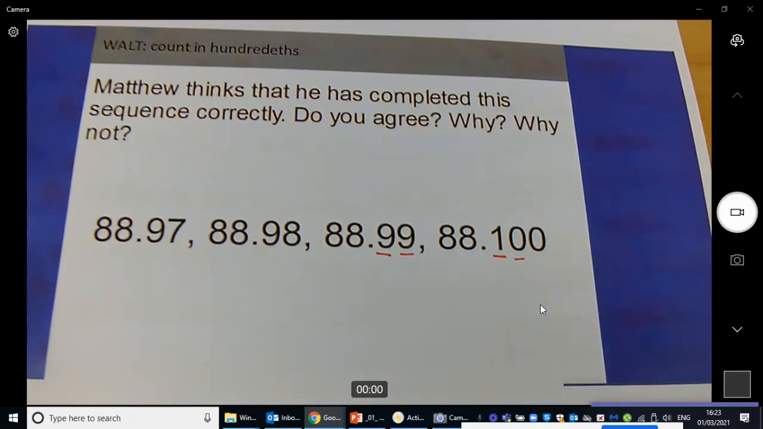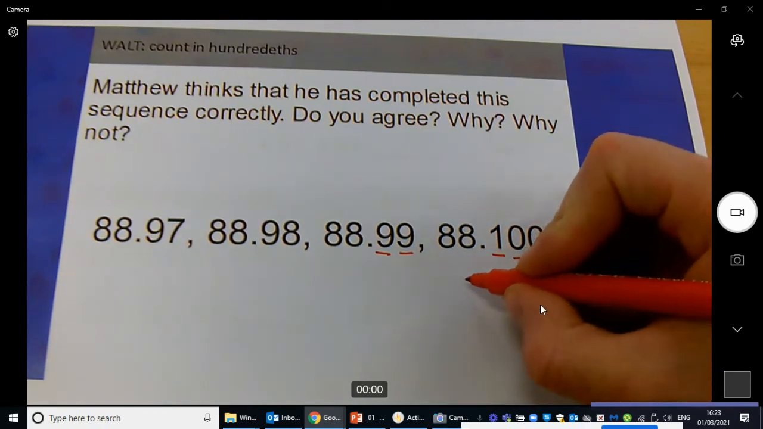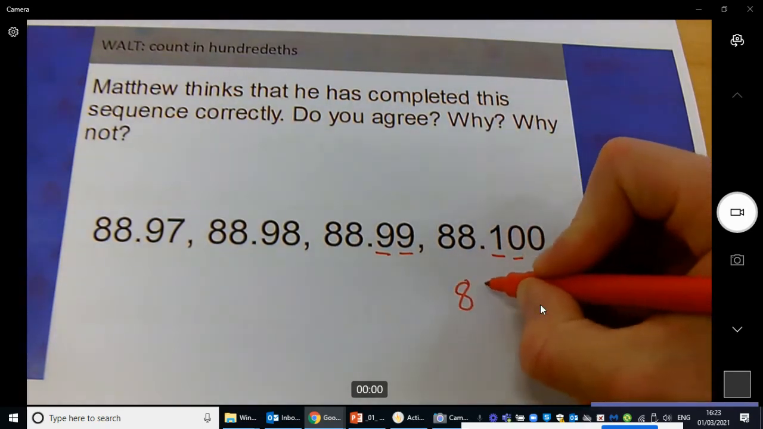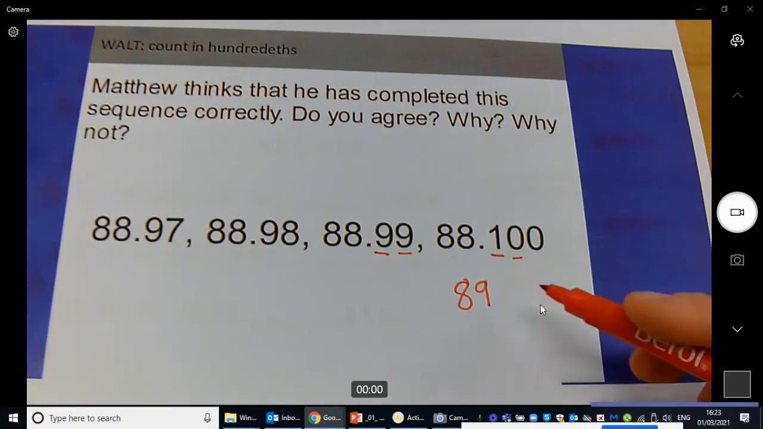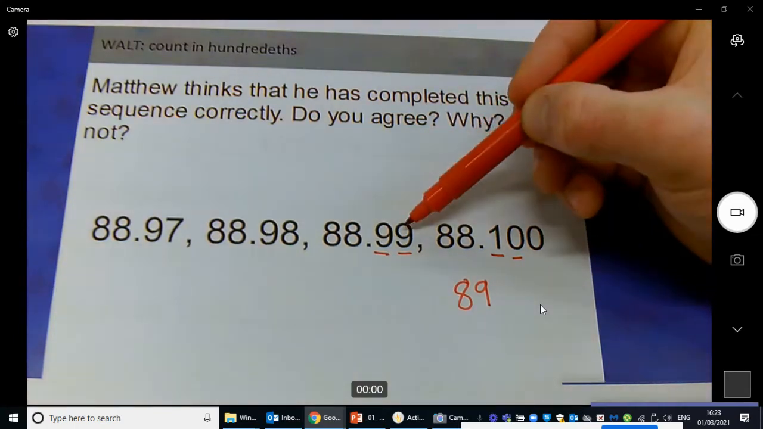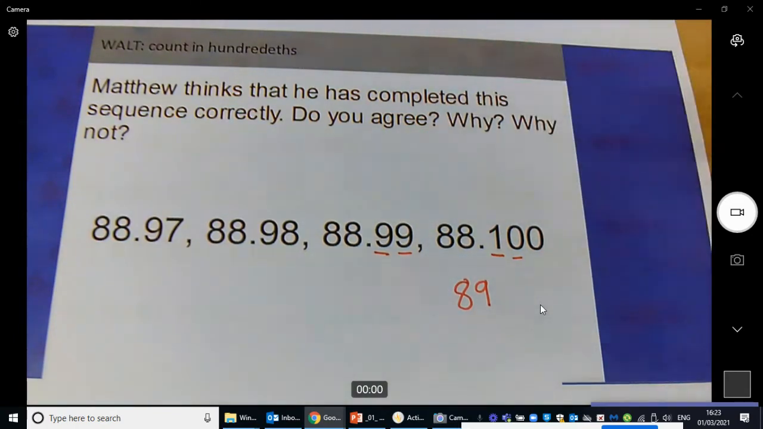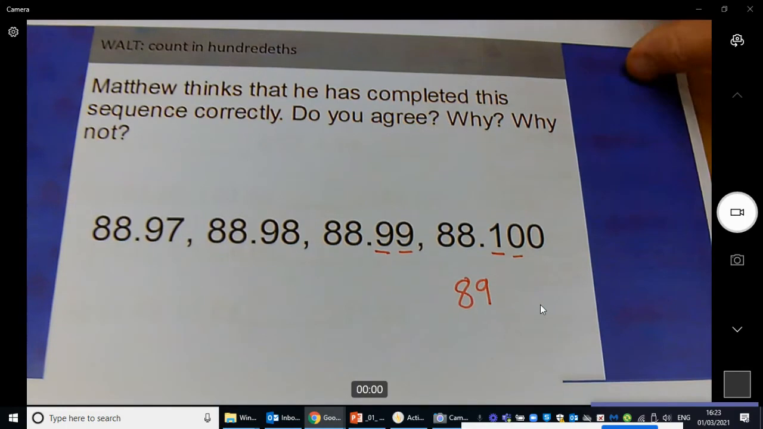This final number should have been 89. 0.00 you could put, but I'm just going to put 89 because we don't need that decimal place. Because if we add one more hundredth, we've got to regroup it all on to 89.